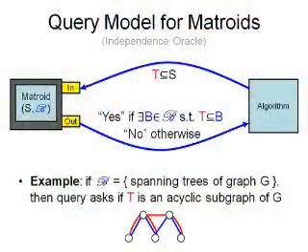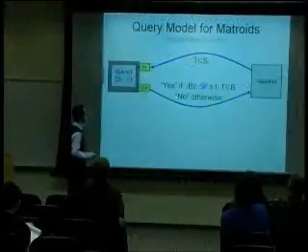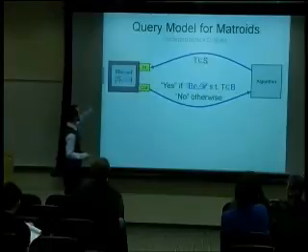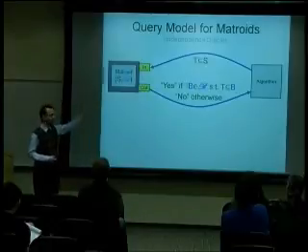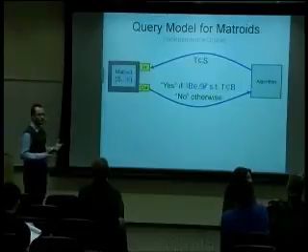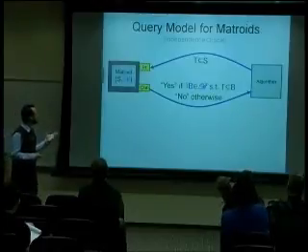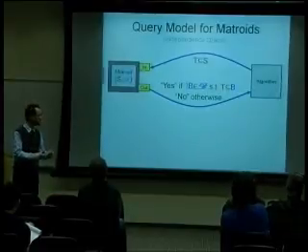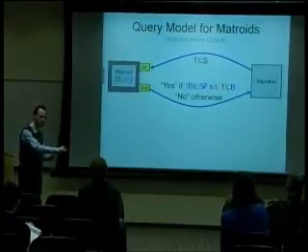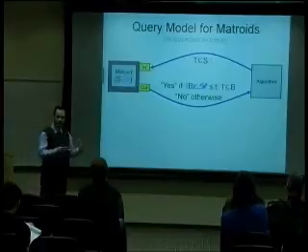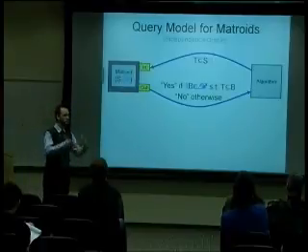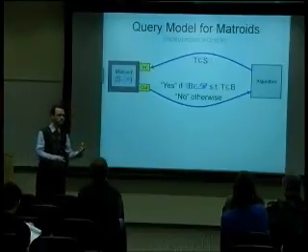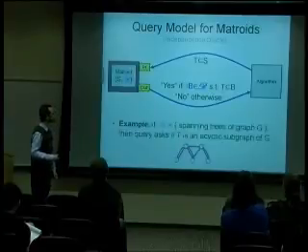Okay, so what is this query model I've been mentioning? Imagine we have a matroid, and it's encapsulated in this thing that looks like a 9-volt battery. And our algorithm is interacting with the matroid in the following way. The algorithm gets to choose some subset of the ground set, and it passes it to the matroid. And the matroid says, can we extend this set to a base in the matroid? This is known as an independence oracle.